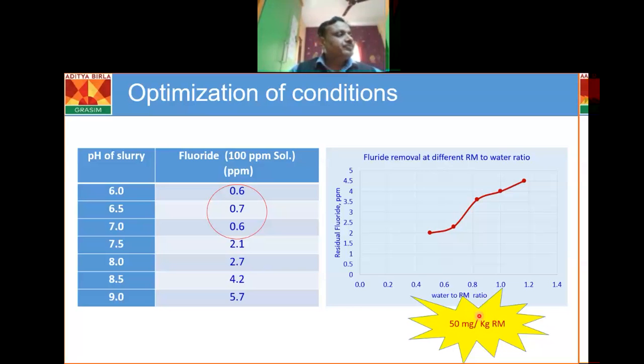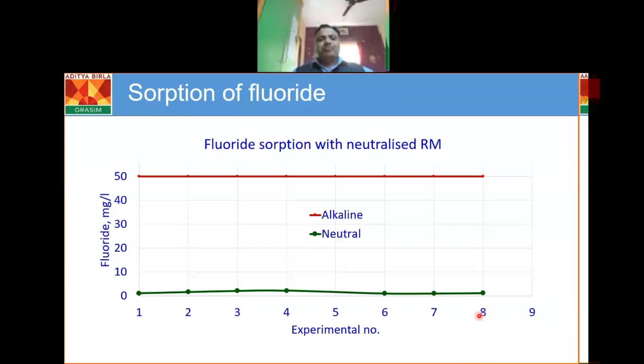Other than that, we have also checked the leachability of this fluoride. So this was the fluoride synthetic water. We have 50 ppm fluoride, and we treated it with the neutralized red mud, and fluoride content was less than 2 to 3 ppm.